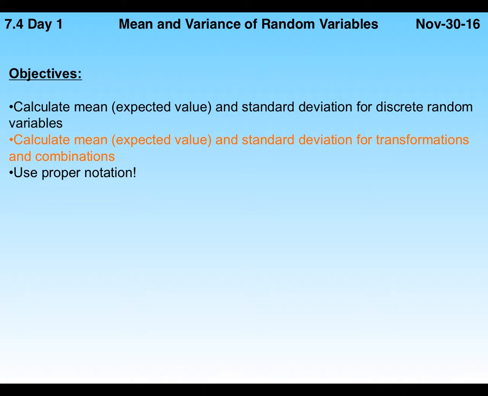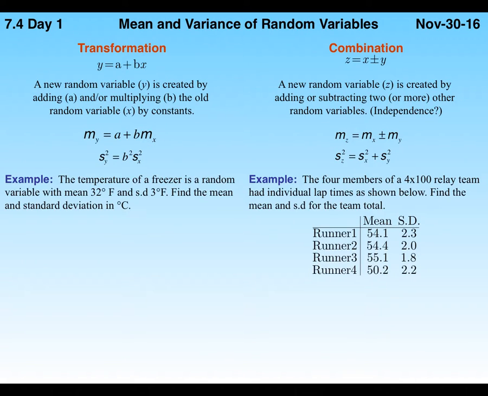Okay, this is where it gets more difficult. So now we're going to talk about transformations and combinations. First of all, a transformation is when a new random variable y is created by adding and/or multiplying the old random variable by constants. So this is our formula. I have this random variable, I multiply by a constant and/or I add a constant to make a new variable. I'm going to ask you what's the mean and the standard deviation of y.